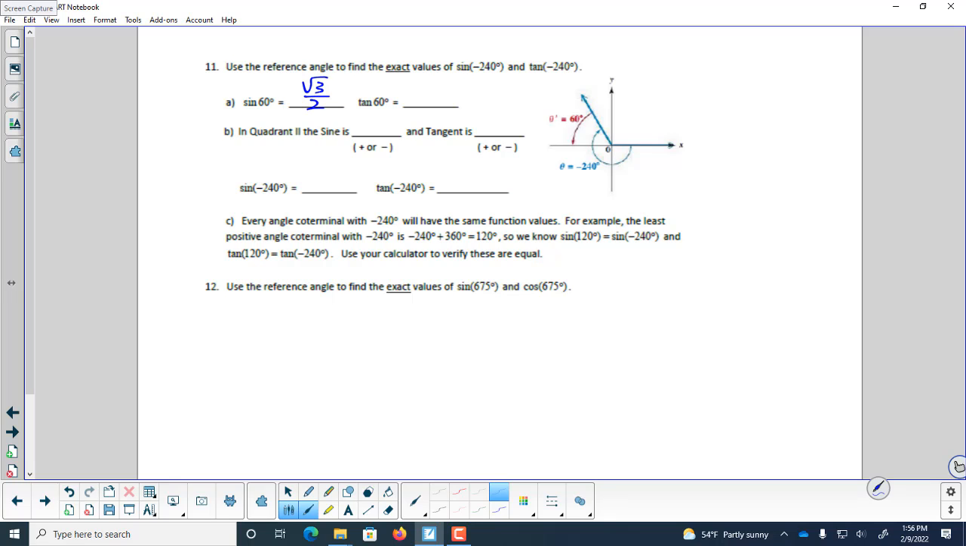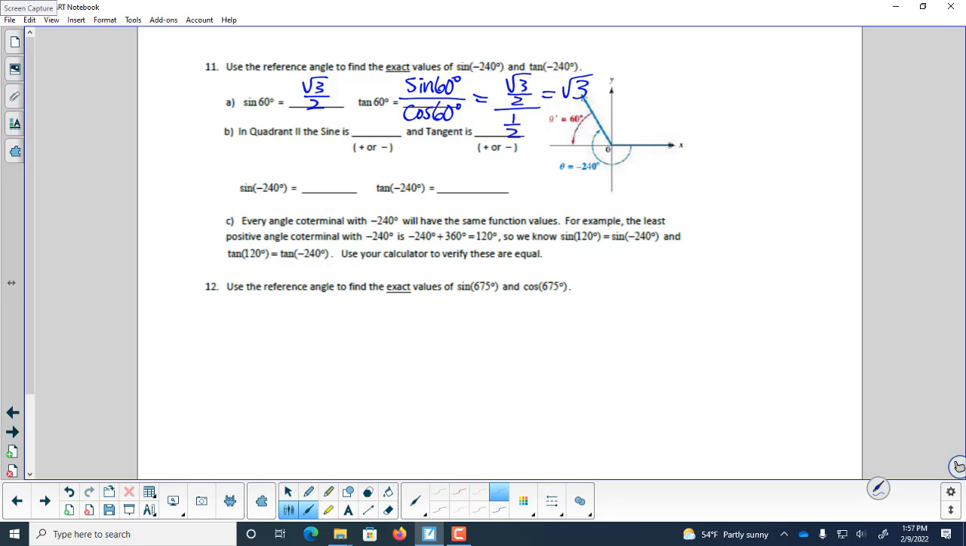The tangent of 60 degrees is basically the sine of 60 over the cosine of 60, right? Tangent is sine over cosine. So sine of 60 is root 3 over 2. Cosine of 60 is 1/2. That simplifies, right? We get rid of the 2's. That simplifies to root 3. Okay? So we want to know what's the sine of negative 240 and the tangent of negative 240.